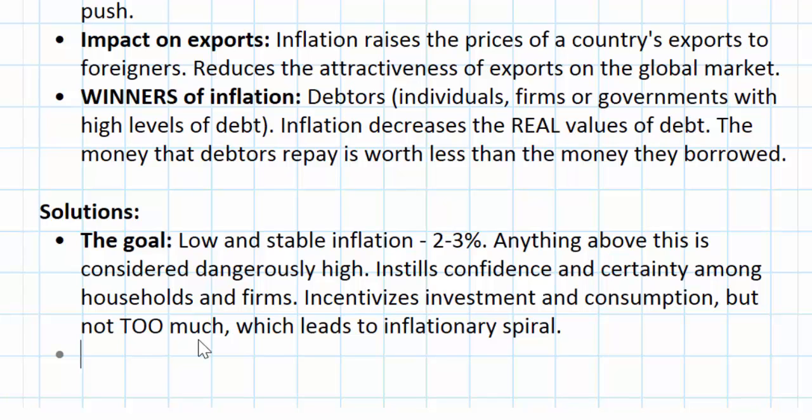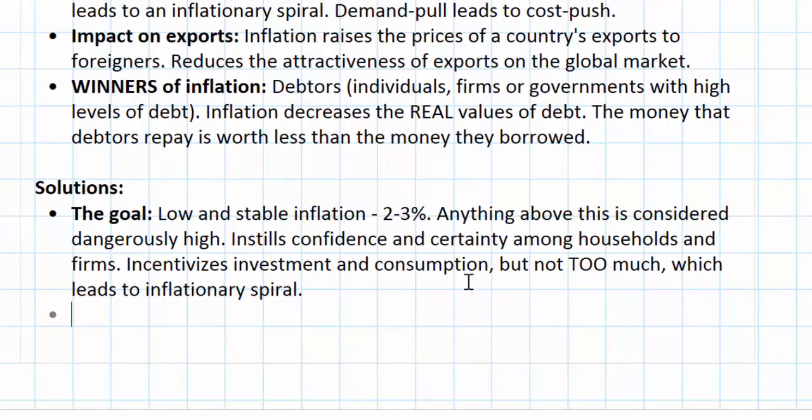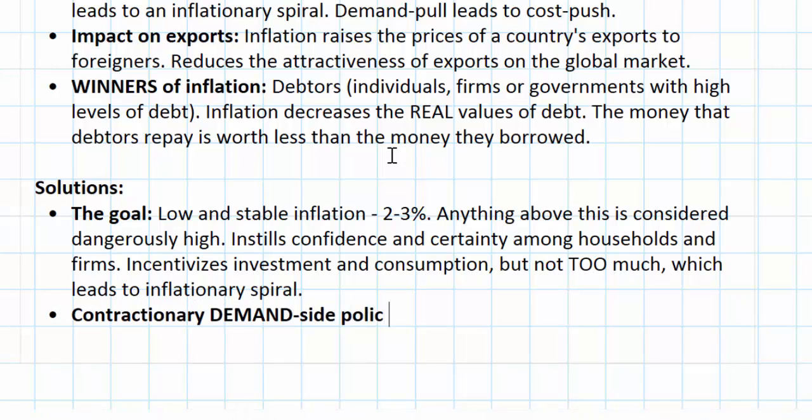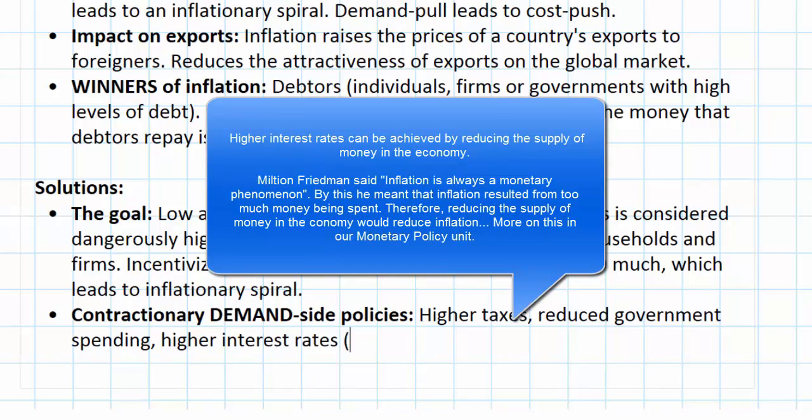So what policies could be used to bring down an inflation rate that is higher than 2 or 3%? Now, later in the course, we're going to focus on different macroeconomic policies in much more detail, but right now I'm just going to point out some obvious ones. And we can use terms like contractionary demand-side policies. These are policies that reduce the level of aggregate demand, such as higher taxes, reduced government spending, or higher interest rates, which incentivizes savings and disincentivizes consumption and investment.